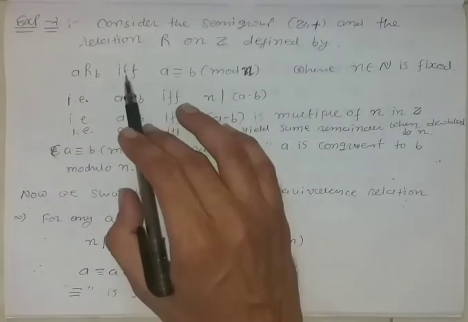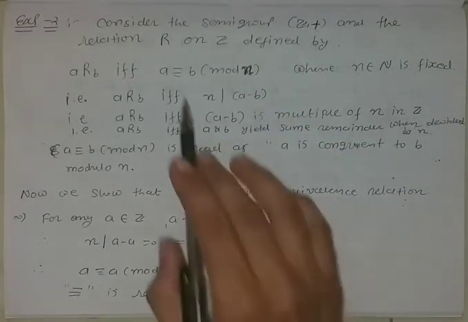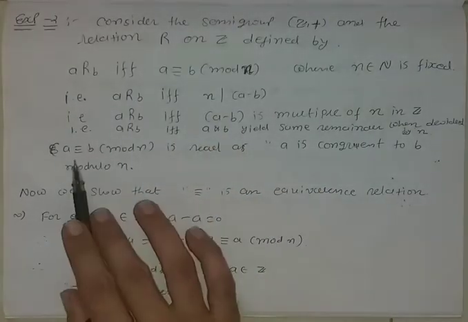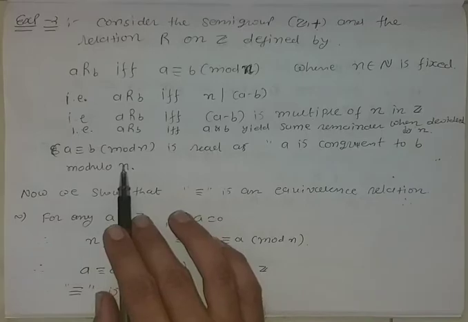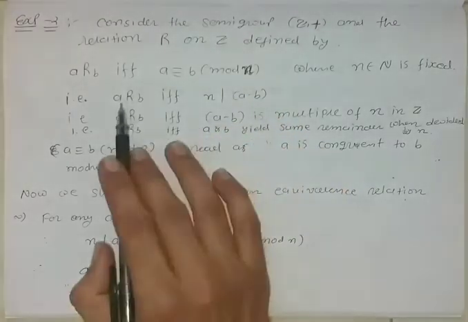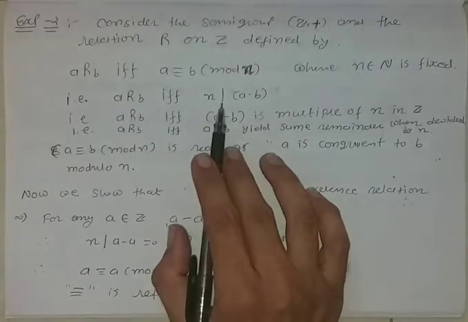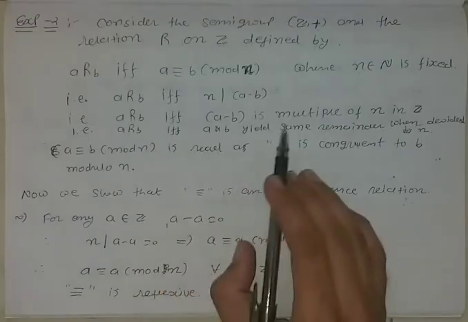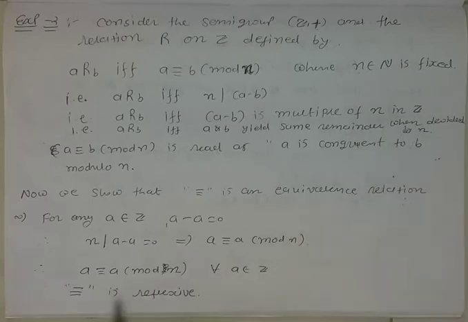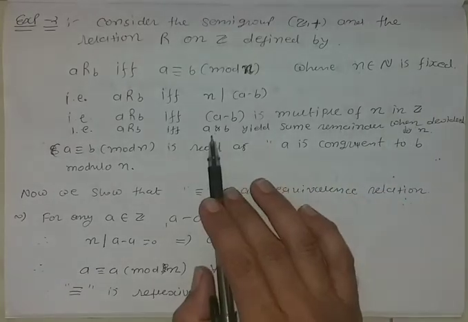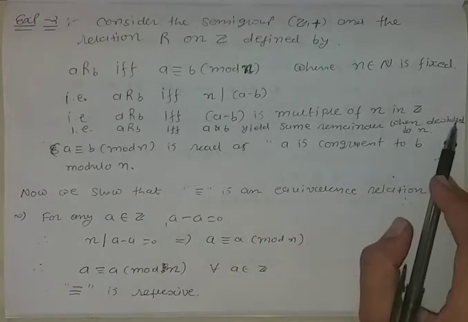And how is the relation defined? A is related to B if and only if A is congruent to B modulo n. This is read as A is congruent to B modulo n. That means A is related to B if and only if, what is the meaning of this? That means n divides A minus B, or we can say that A minus B is a multiple of n in Z, or in other words A minus B yields the same remainder when divided by n.